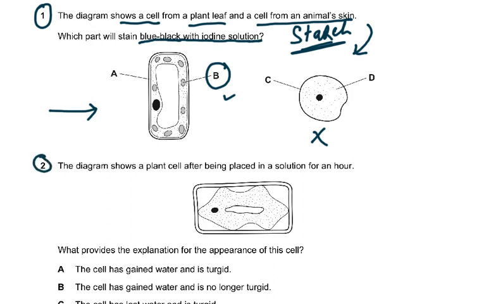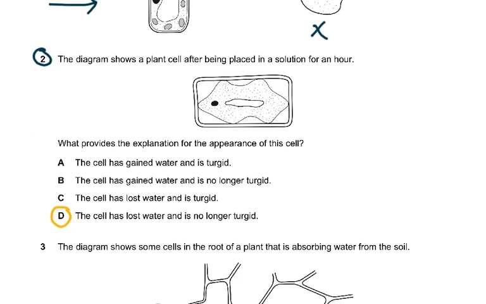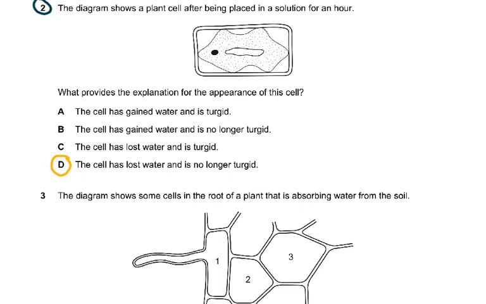Then next, question 2. The diagram shows a plant cell after being placed in a solution for an hour. What provides the explanation for the appearance of this cell? Now you can see this is plasmolyzed, so the bathing solution which is outside has moved into the cell wall. This is of course allowed. The cell wall is fully permeable. The cell membrane is now not adhered to it. Now if I have to color the cell membrane, this is the cell membrane. So the cell membrane has now separated from the cell wall, but it's still attached to the cell wall in certain places where there were plasmodesmata.